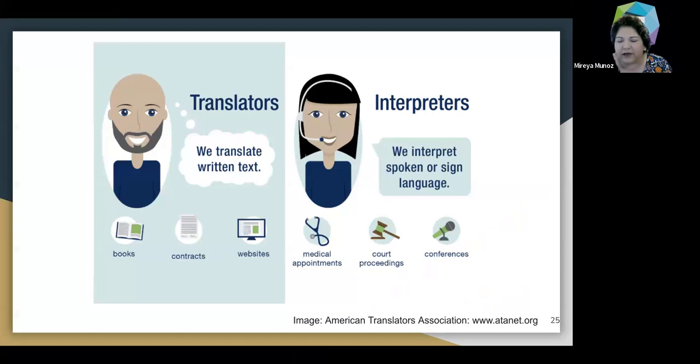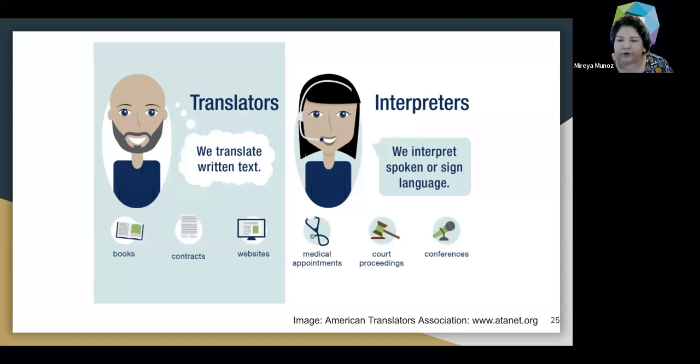A lot of times our communities get these two terms confused, so we always like to make sure that we clarify that these are two distinct roles that individuals carry out. When we talk about translators, we're talking about the written text. Translators' job is to translate the written word, usually books, documents, contracts, websites, anything that has to do with the written text.